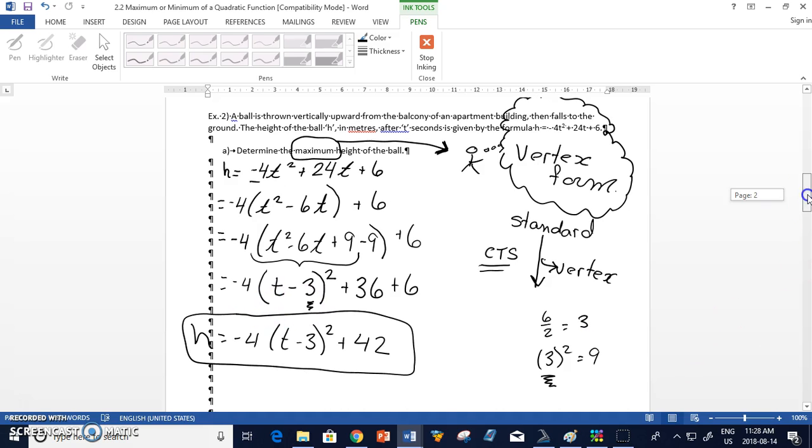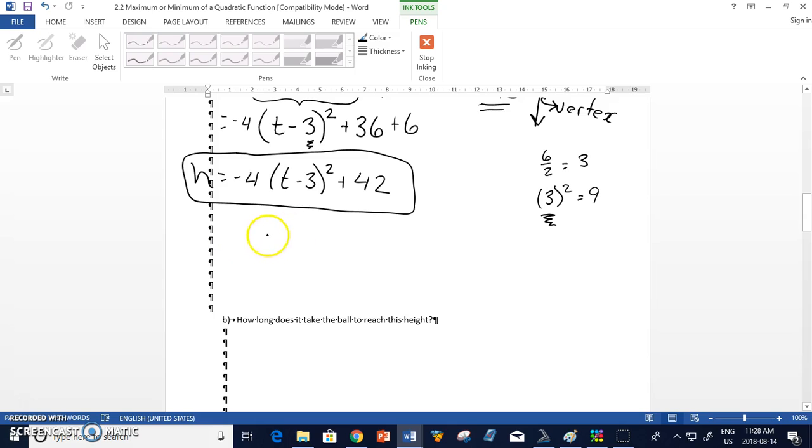What is the maximum height of the ball? If you're remembering vertex form, the vertex is the point (h, k). And here we have our h is 3 because we changed the sign when we bring it out, and 42. Therefore, the maximum height of the ball, and you can write this out as a full statement, is 42 meters. Okay?